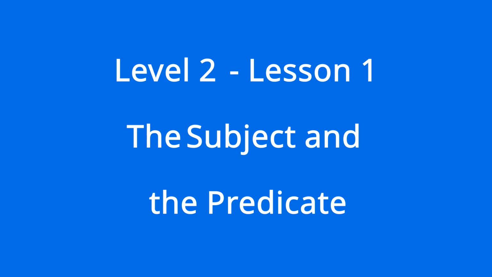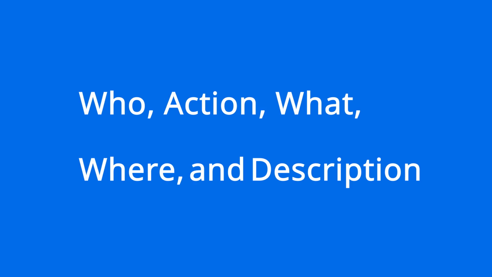This is Level 2, Lesson 1, the subject and the predicate. In Level 1, you learned that a sentence is a complete idea, and you practiced finding meaning with who, action, what, where, and description. In this lesson, we will take the next step. We will learn two important words, subject and predicate.